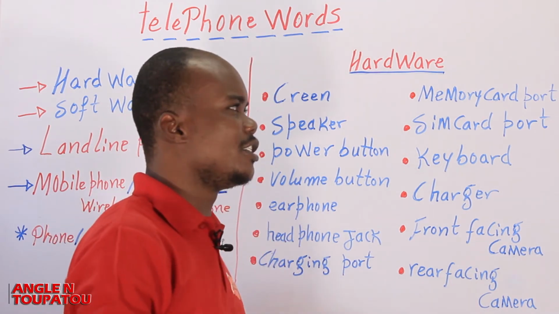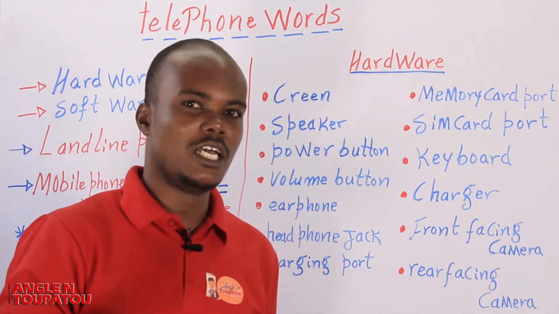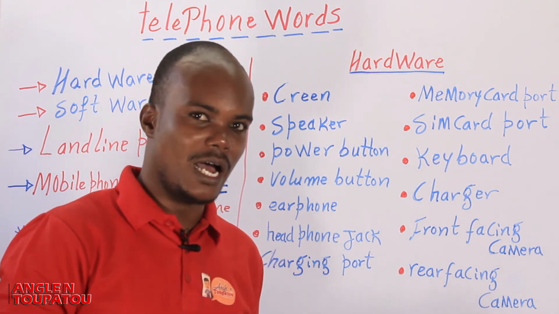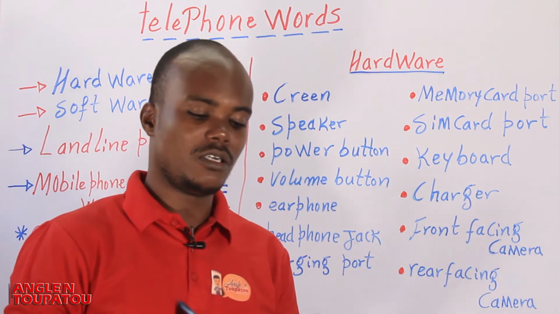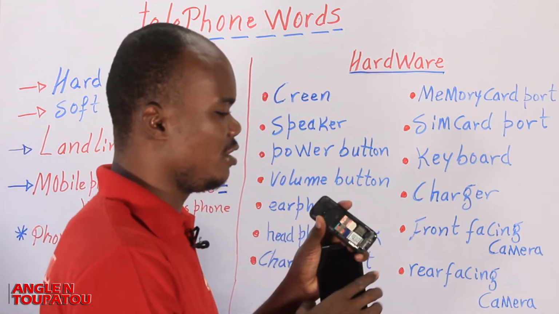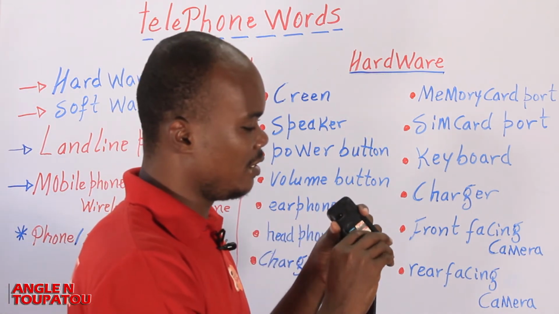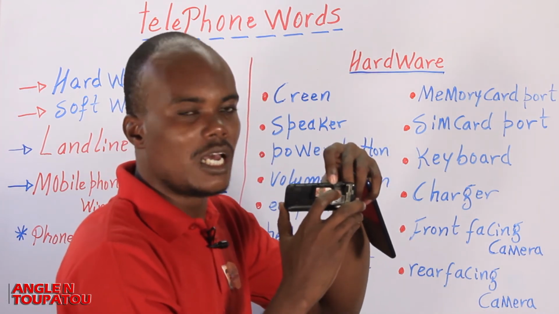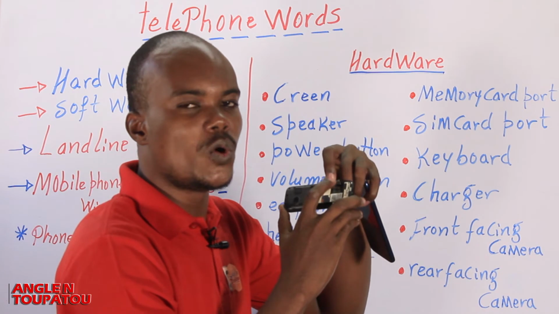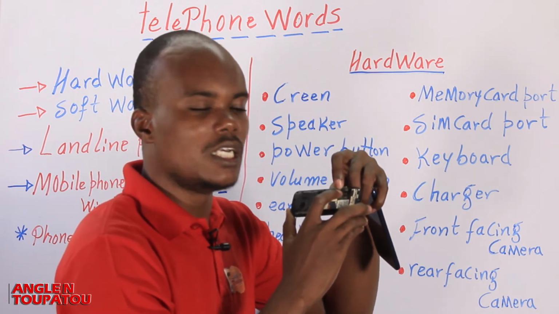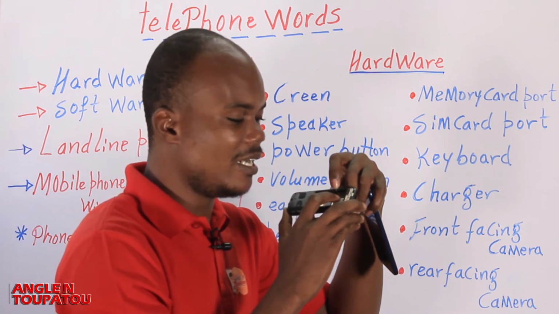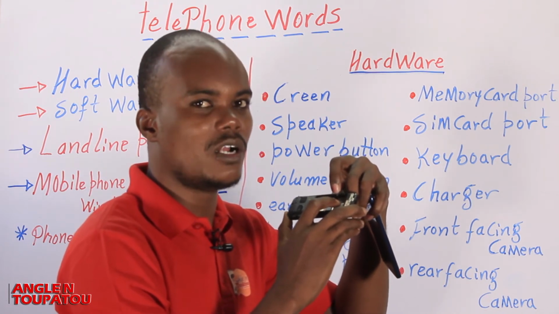A memory card port is where you can put the memory card. Let me show you. As you see, this part, you can see in this telephone, it's the memory card part. The memory card part is where you can put the memory card. All right. This is the memory card part.